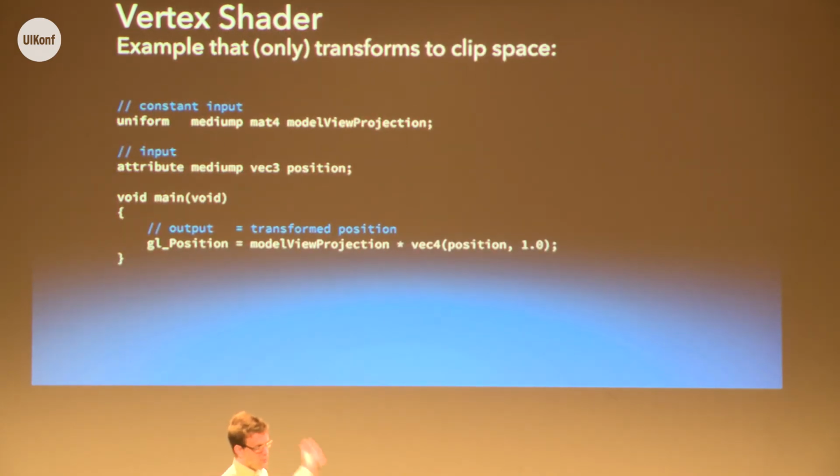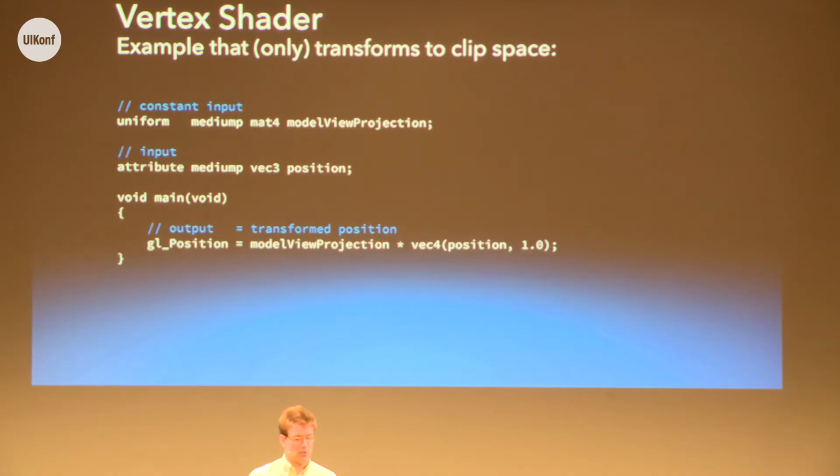And this is actually a full vertex shader that translates all the points from local space into clip space. It does so by taking the model view projection matrix and the position as input. And it multiplies the two of them, which transforms the points, and assigns it to GL position, which is the output of the vertex shader. And this gets executed for every vertex, so for every point in the 3D model.